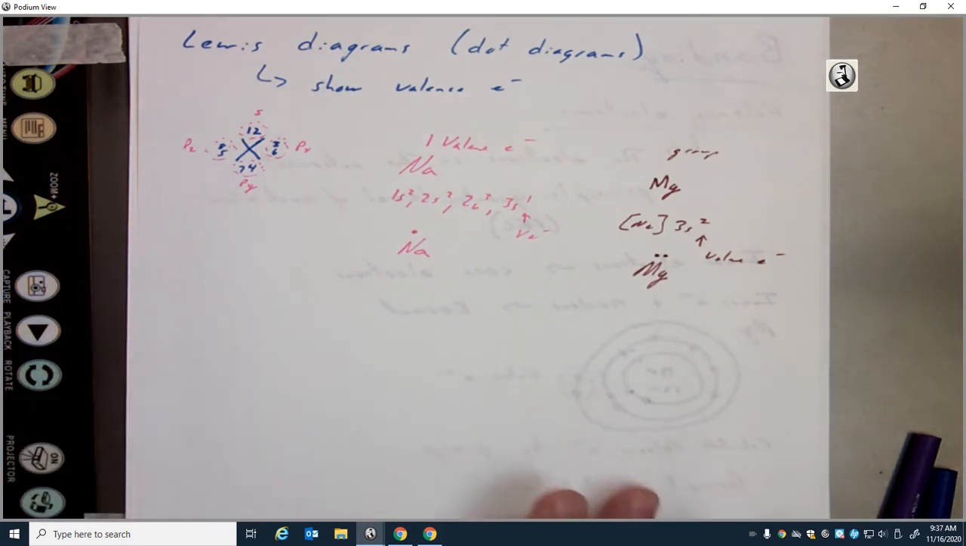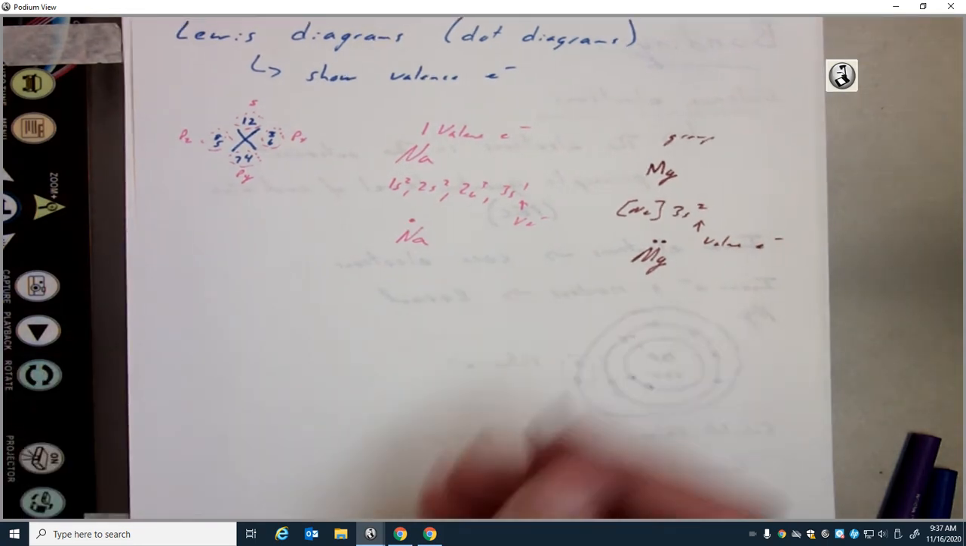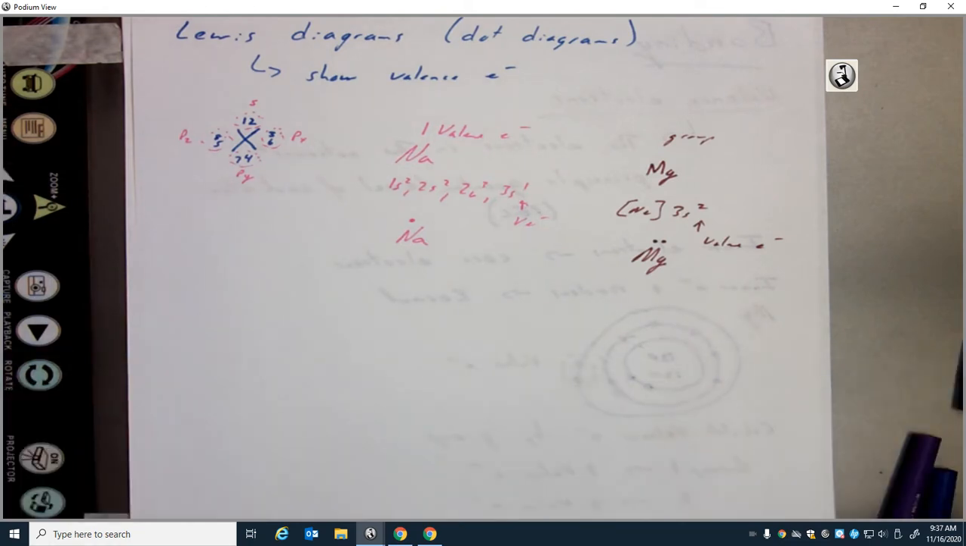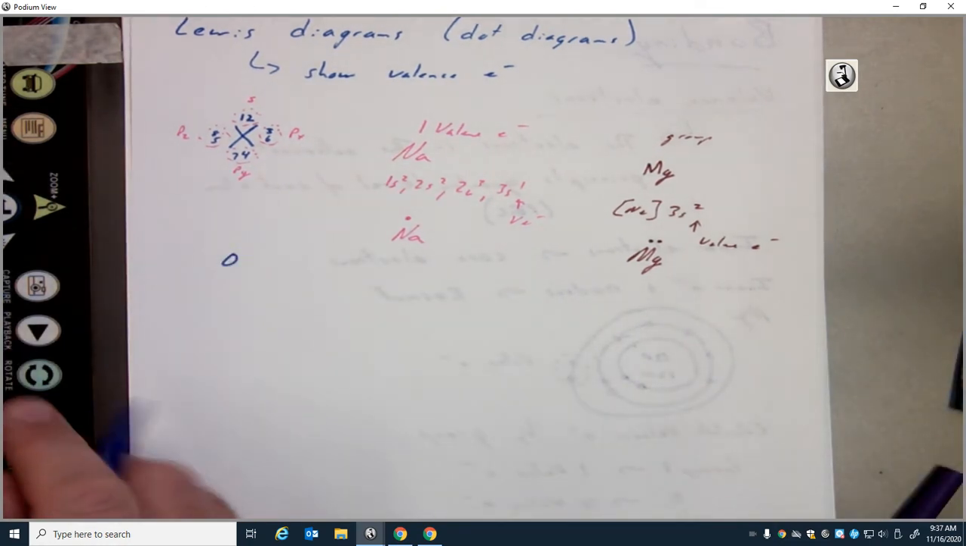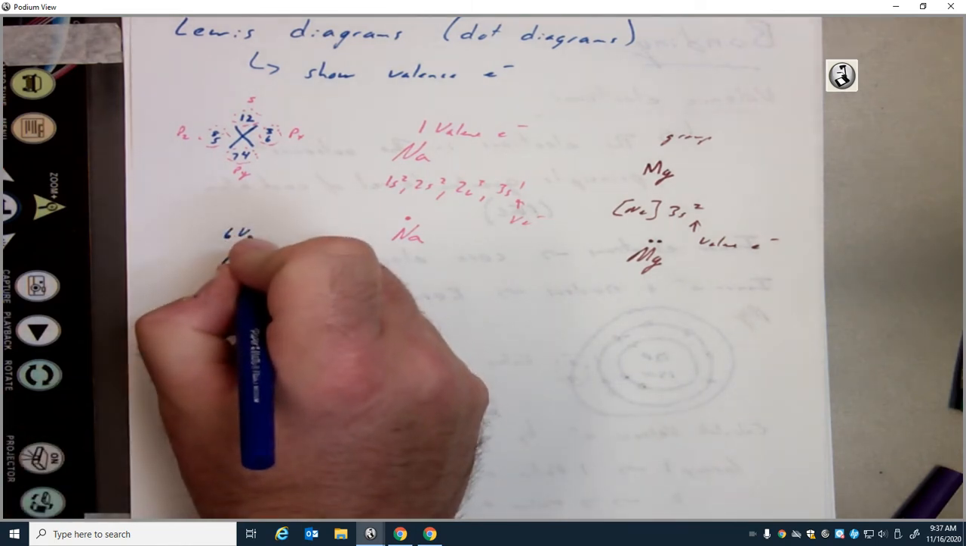That's important. Right? Well, what if we have something like oxygen? Let's do oxygen. Well, oxygen is in group 16, so it has 6 valence electrons.